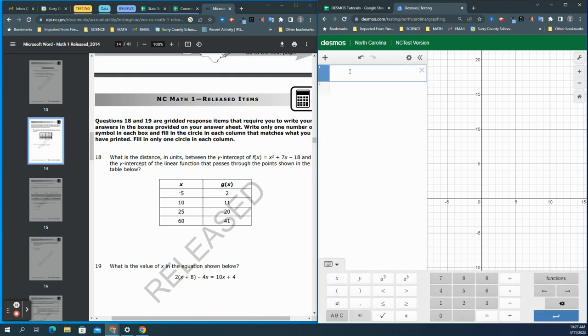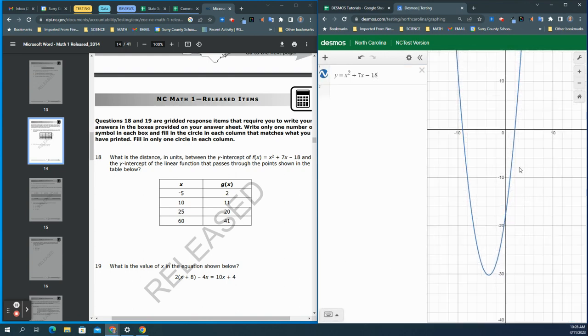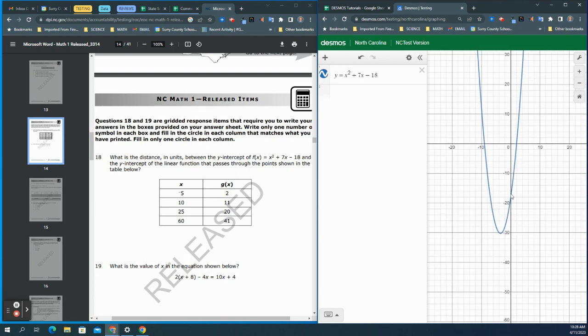You can type it in as f of x, or you can use the y. I'm going to use the y. x squared plus 7x minus 18. And since we're talking about y-intercepts, I'm going to zoom out a little so I can see where it's touching the y-axis. Looks like it's about there. Yes, where x is 0, so it's at negative 18.